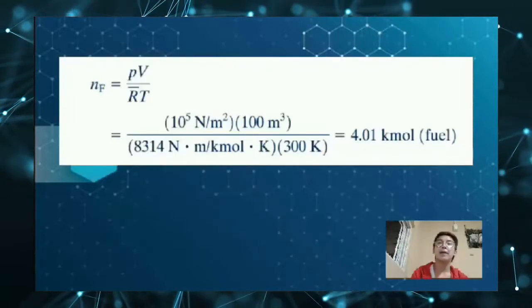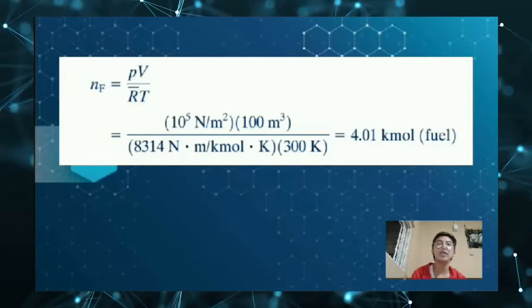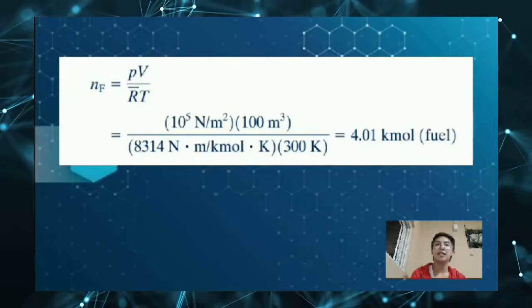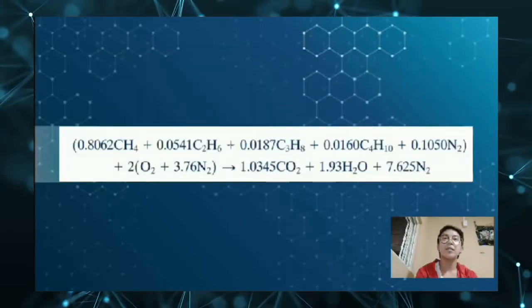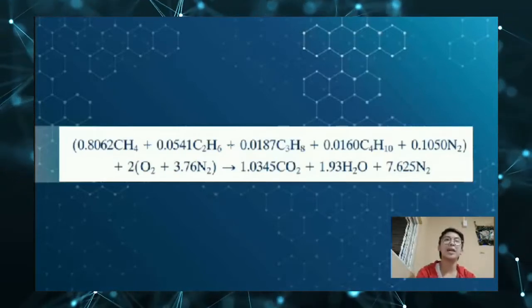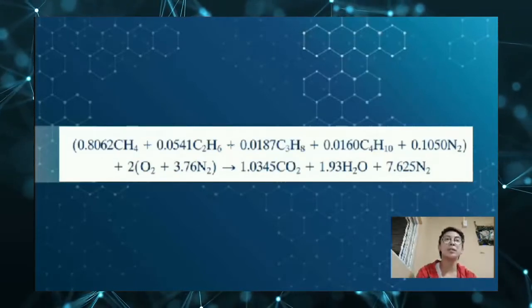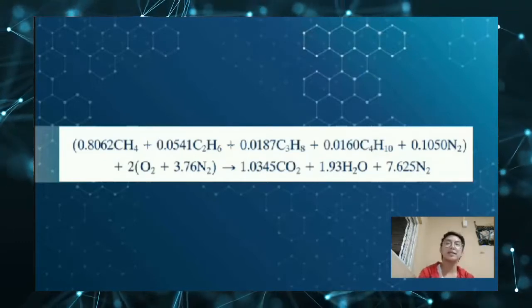fuel. So the amount of fuel in kmol present in 100 cubic meters of fuel mixture at 300 K and 1 bar can be determined from the ideal gas equation of state as nF is equal to PV over RT. So accordingly, the amount of product mixture that would be formed from 100 cubic meters of fuel mixture is 14.861 times 4.01 is equal to 59.59 kmol of product gas.